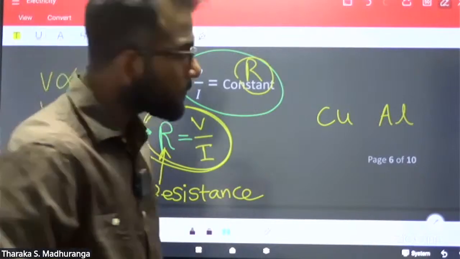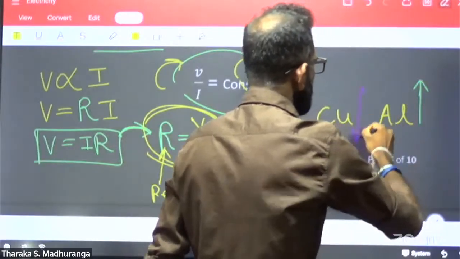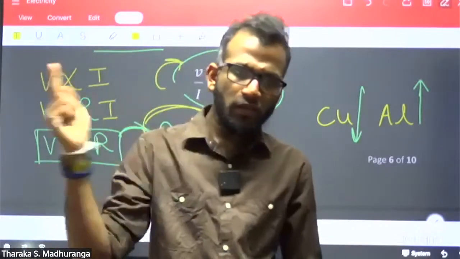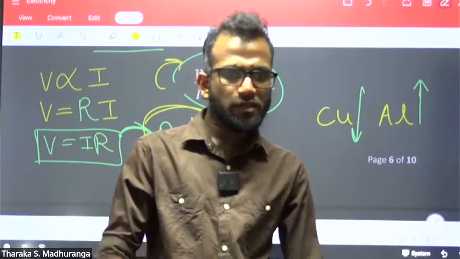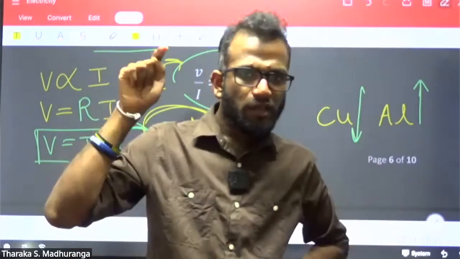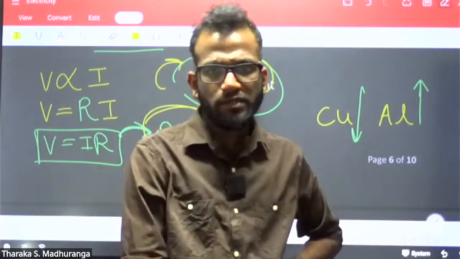Good. Aluminium has higher resistance than copper. But you know, for electricity transmission, these wires on the roads, is electricity transferred mainly by copper wire or aluminium wire?